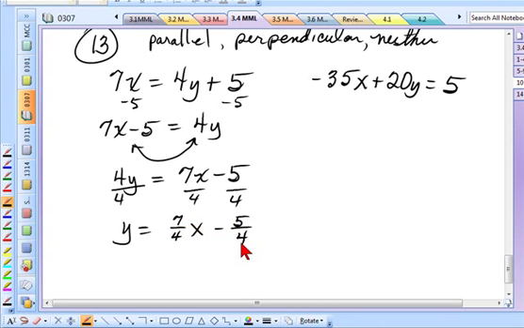Now we went to all the trouble to get y by itself. What is the slope of the line? 7/4. There's your slope. If you just get it in the form y equals, you've got the slope.